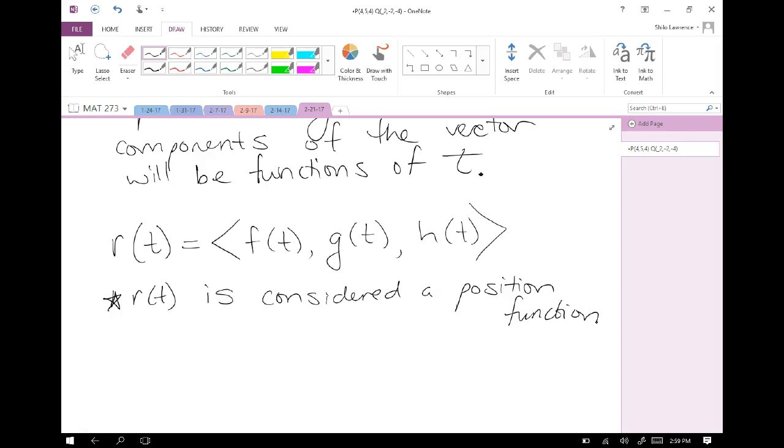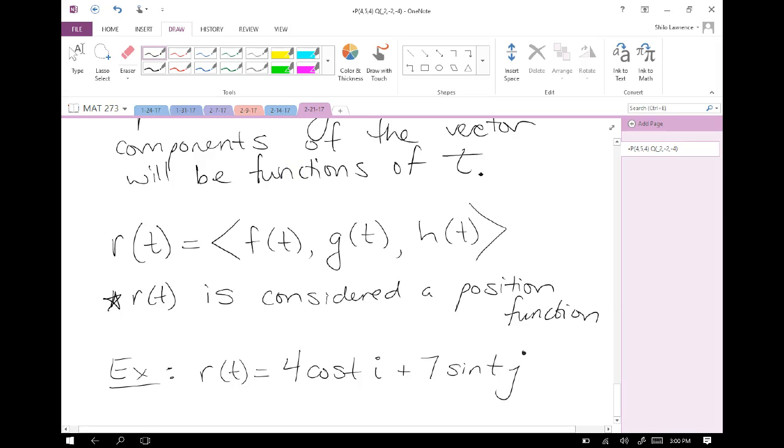We could also write this in the other format that we know with the i's, j's, and k's. Those two formats are interchangeable. Completely up to you, and we'll probably see both of them. Some examples of what this might look like. We're not going to do anything with these just yet, but r of t equals 4 cosine t i plus 7 sine t j.